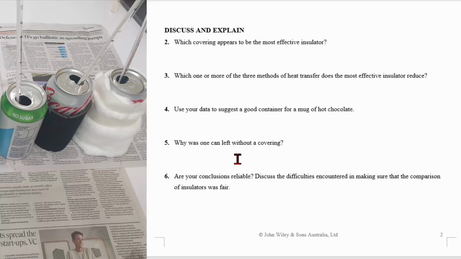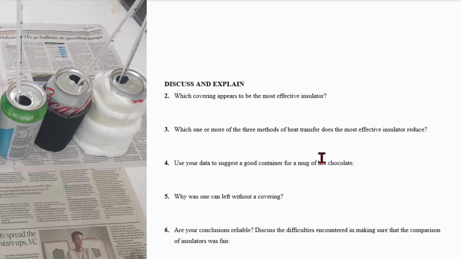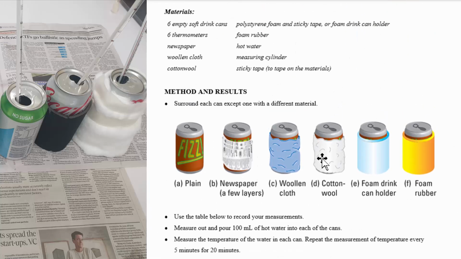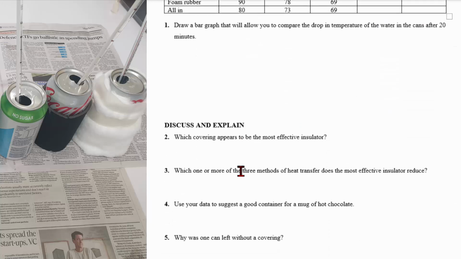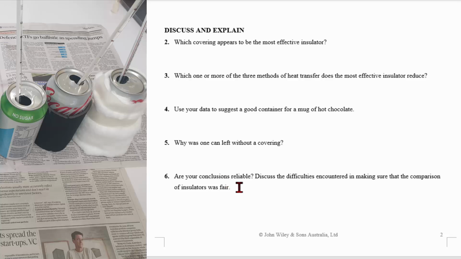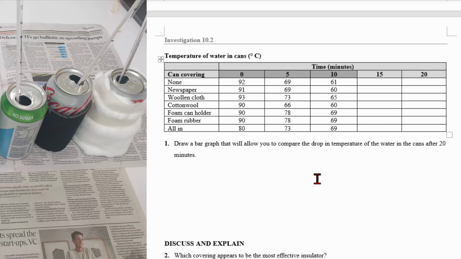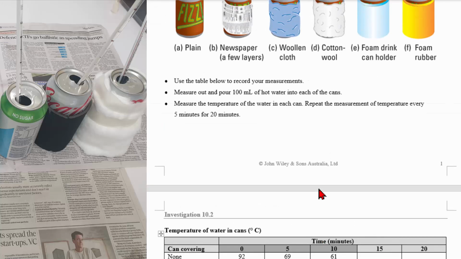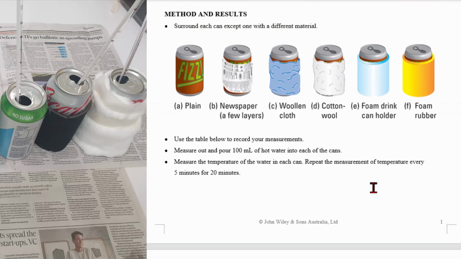I left one without a covering as a control. Sorry, that's that one. I thought it was covering over the top to stop convection. And so I've already mentioned this whole thing's unreliable. So hopefully that is quite useful to you to see what a bad experiment looks like and how not to do one. So really just pick one material and maybe change the thicknesses.